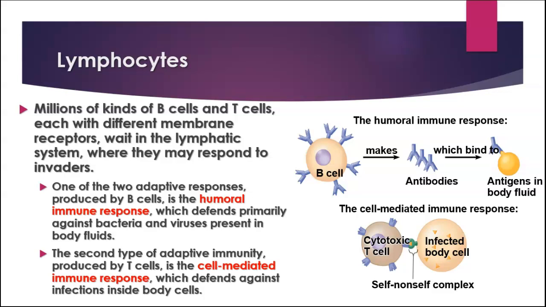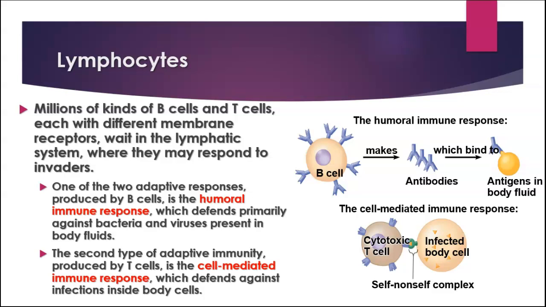But one of the adaptive responses is the humoral response, which works in making antibodies. This involves the B cells. B cells make antibodies. The antibodies will attach to the antigens in the body fluid and help keep those antigens from continuing to cause problems.